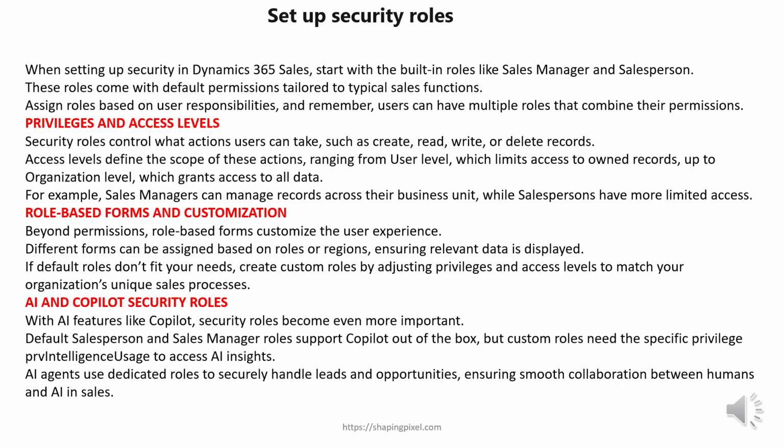Privileges and access levels. Security roles control what actions users can take, such as create, read, write, or delete records. Access levels define the scope of these actions, ranging from user level, which limits access to owned records, up to organization level, which grants access to all data. For example, sales managers can manage records across their business unit, while salespersons have more limited access.